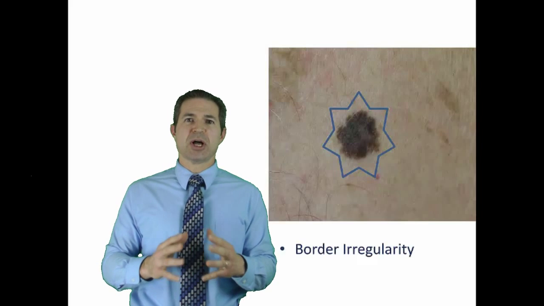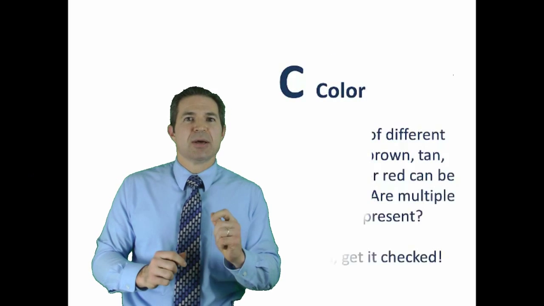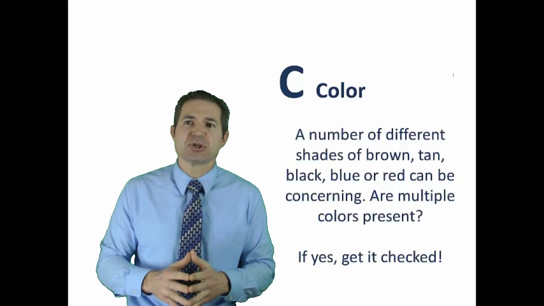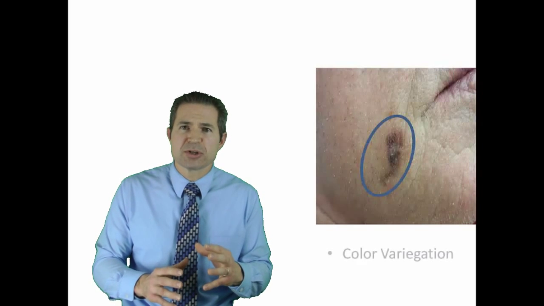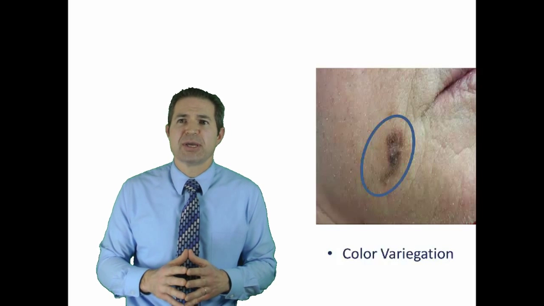C stands for color variegation. We're talking about color variegation really meaning that it is multicolored. So any mole that is brown, black, red, blue, or gray would have some concern to it. And sometimes they may have a base of one color but then have some darkness speckled in with it, or maybe a gray color. That would be termed color variegation.